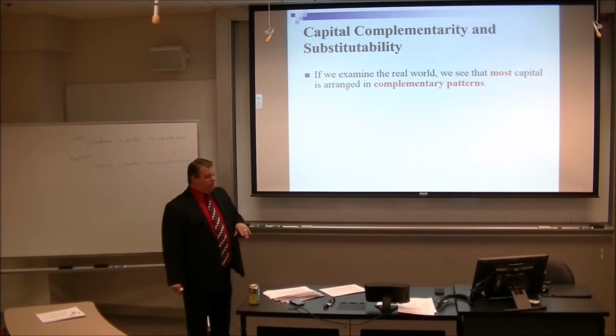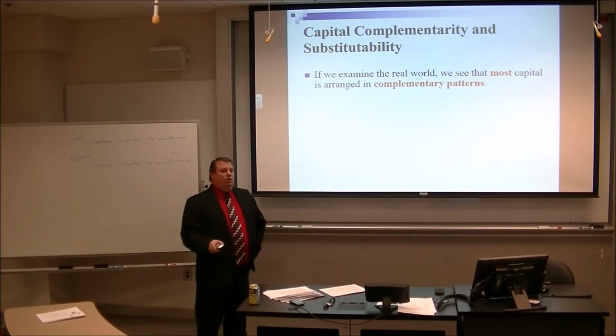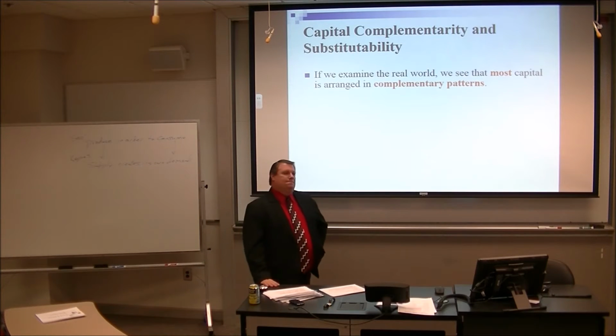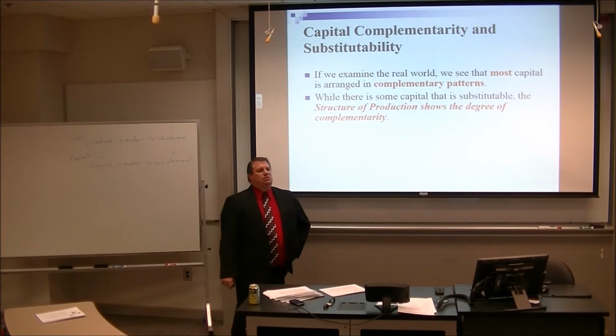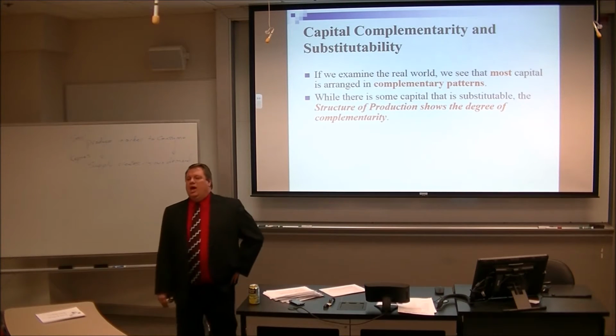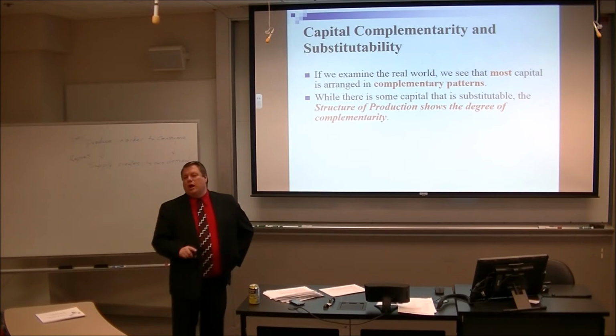Capital complementarity and substitutability. If we examine the real world, what do we see? We see that most capitals arrange in complementary patterns. I chop down the tree. I take it to the sawmill. I transform it into boards. The boards then get shipped to the manufacturer. Manufacturer turns it into a pencil, goes to a wholesaler, goes to a retailer, right? What is this? It's true. Some capital is substitutable, but the structure of production shows the degree of complementarity.